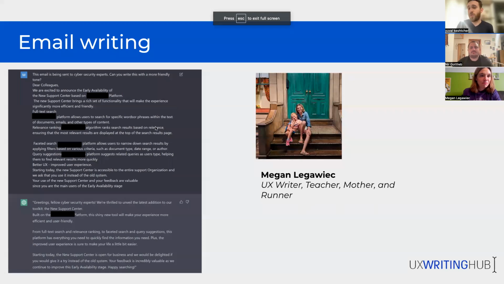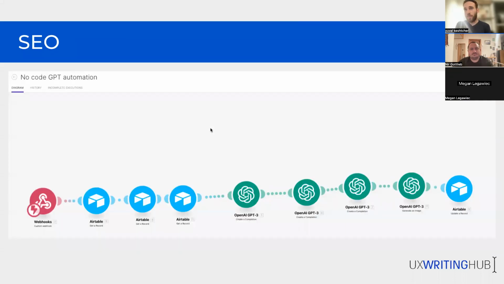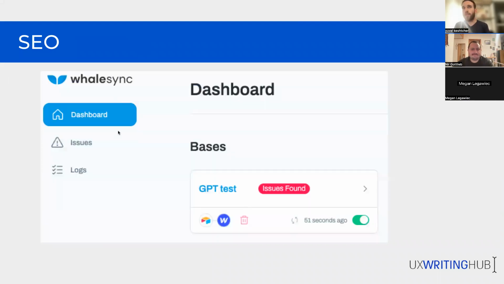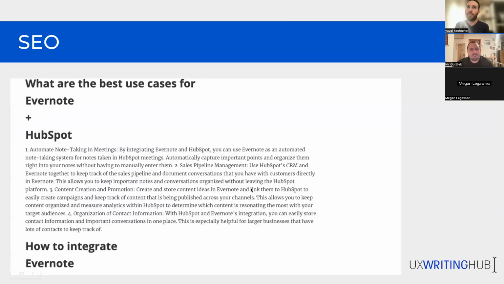And let's move forward. So another interesting use case, I don't know if it's relevant to all of you, but SEO. So basically I managed to connect Airtable with GPT-3, which is also ChatGPT, and automatically sync it using a tool named Whalesync to a Webflow website. So in a click of a button, it managed to generate hundreds and hundreds of texts that actually synced with a website. So that's another use case.